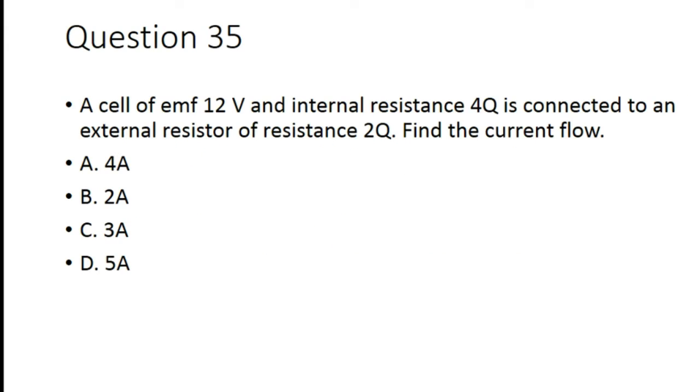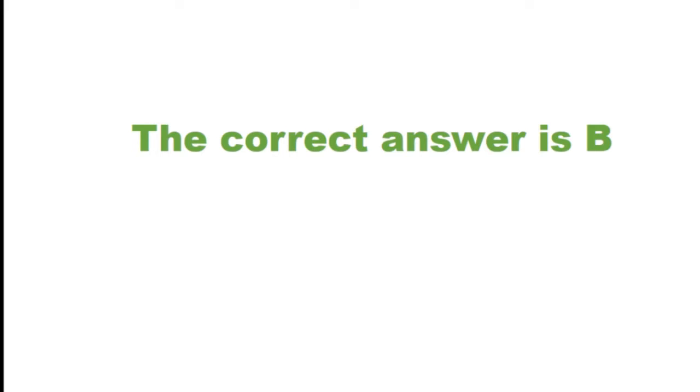35. A cell of EMF 12 volts and an internal resistance of 4 ohms is connected to an external resistor of resistance 2 ohms. Find the current flow. A. 4 amp. B. 2 amp. C. 3 amp. D. 5 amp. The correct option here is option B.